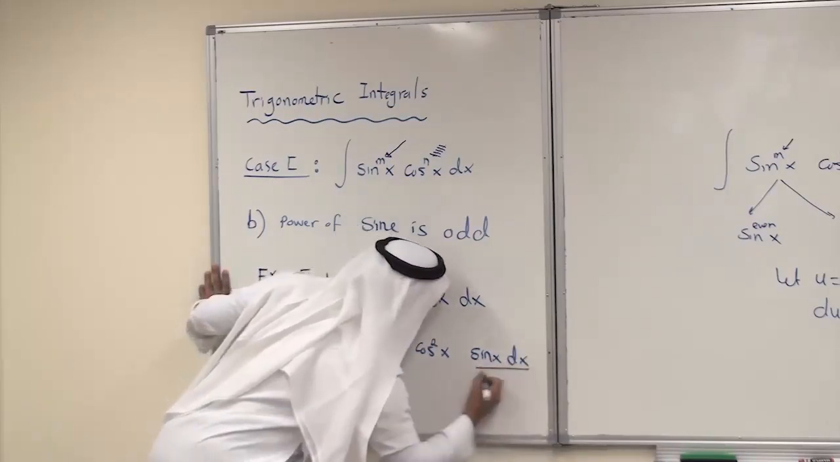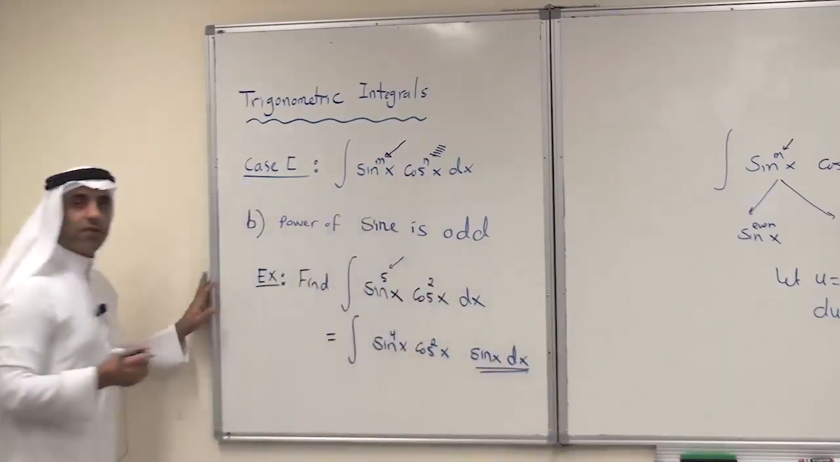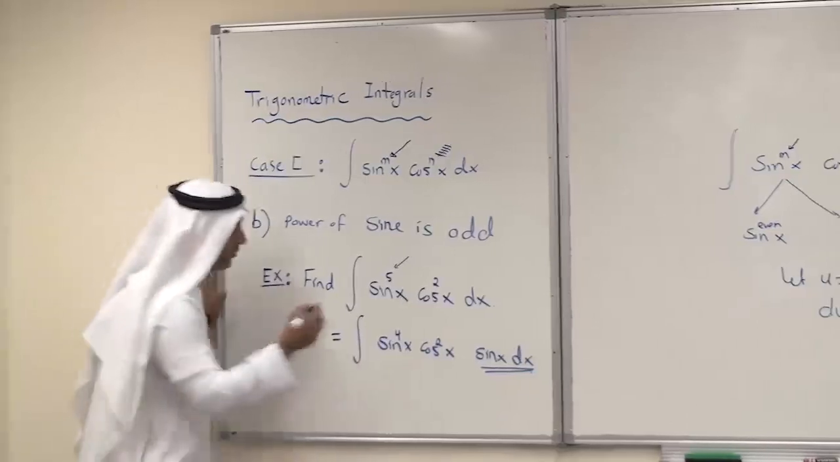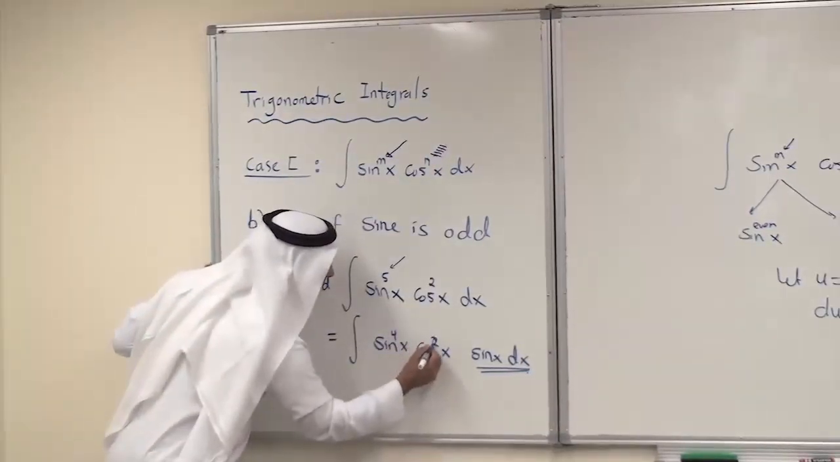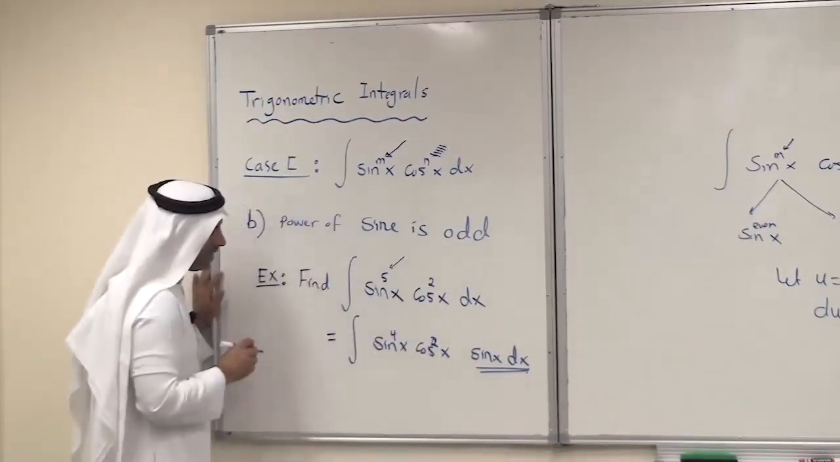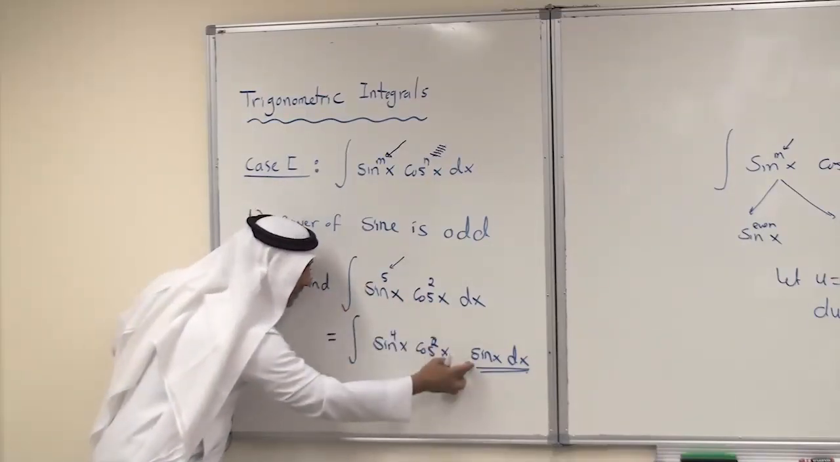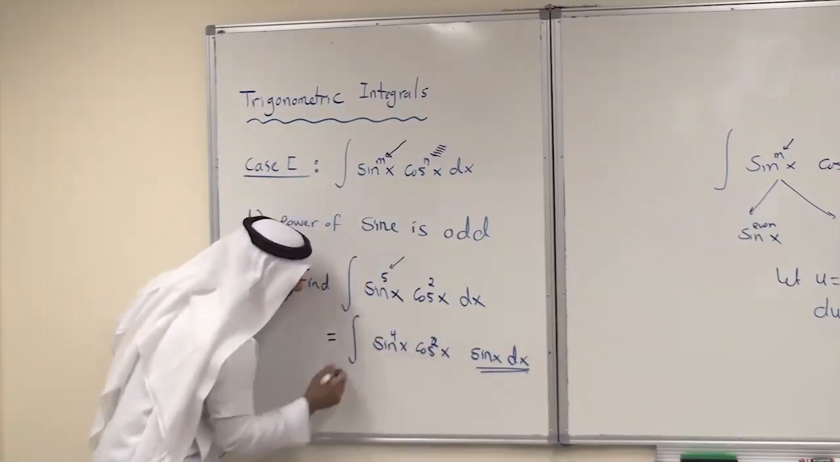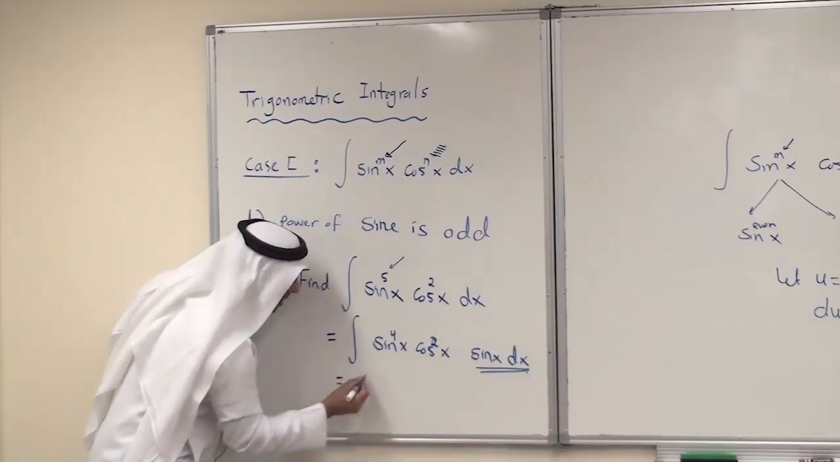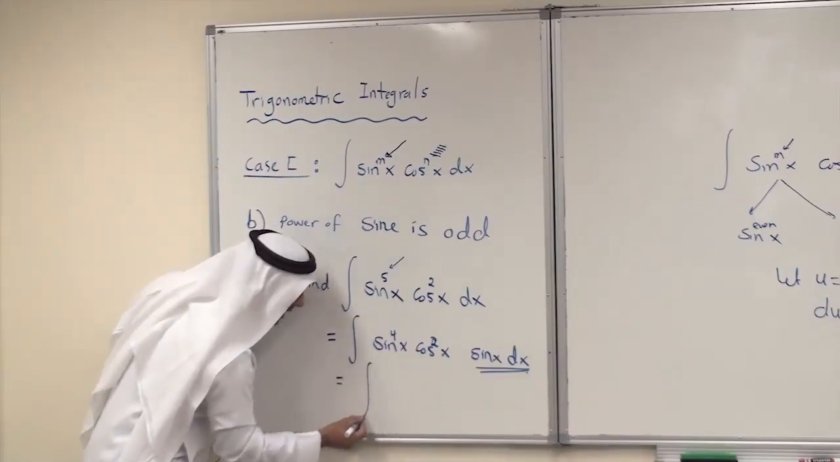We leave this one to the end because we need it in the differential du. So this is cosine squared multiplied by sine to the power 4. It is an odd power. When we separated one sine, it became an even power. So what should we do now? We need to integrate by using the identity.